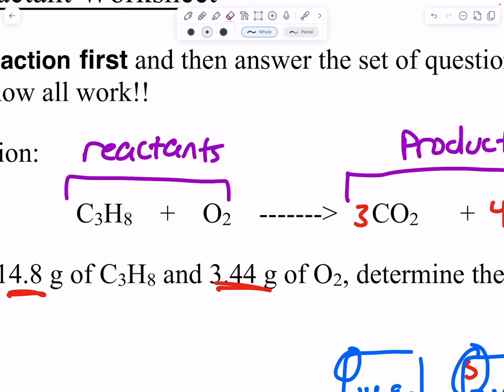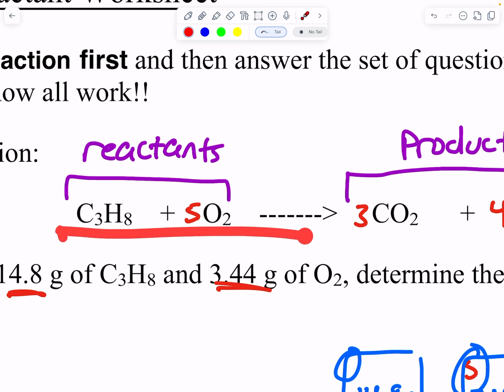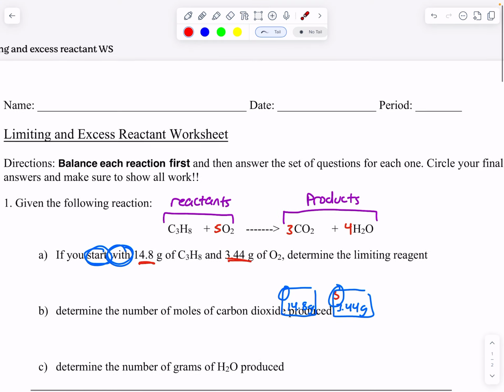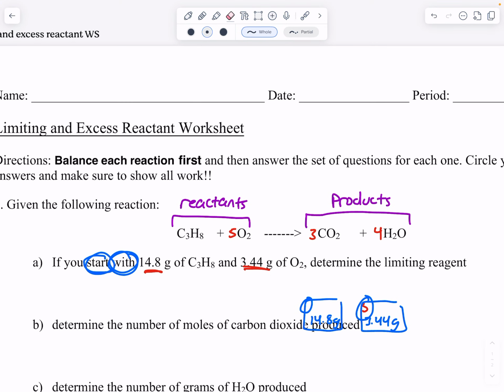In order for this reaction to proceed, again, if there's no number, it's an invisible one. I need 1 mole of propane and 5 moles of oxygen to proceed with the reaction. I want to see how much I have with these numbers, so I'm going to convert them to moles first. That's how I'm going to determine what the limiting reactant is.